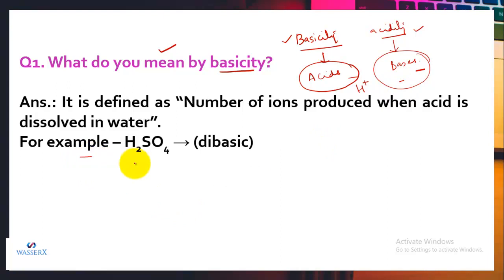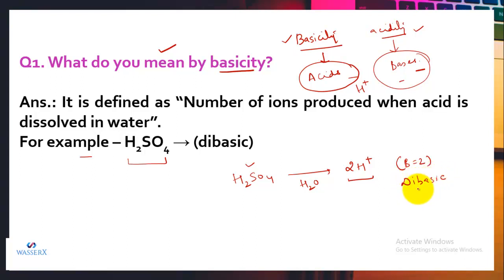Like in this example, I have sulfuric acid, and when I dissolve the sulfuric acid in water, we see that one molecule of sulfuric acid produces 2 hydrogen ions. Because it is producing 2 hydrogen ions, its basicity is 2. Basicity is 2 means 2 hydrogen ions are produced, and it is termed dibasic in nature. Similarly, we have HCl.